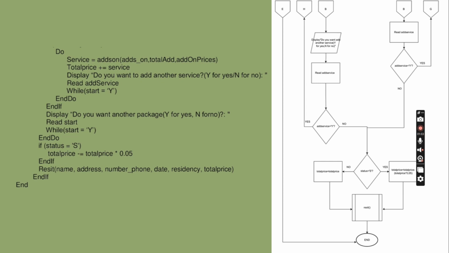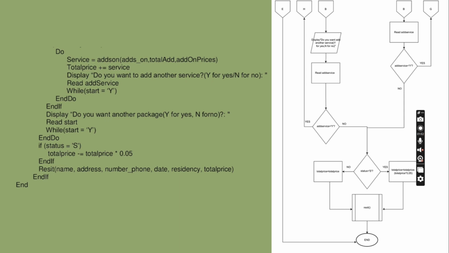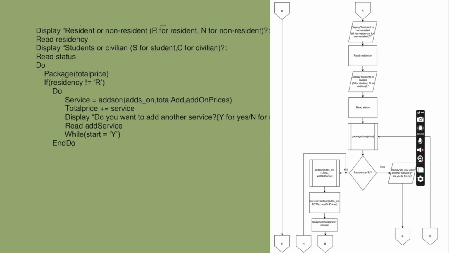If the statement is true for the add service, it will loop the package total price function. If the user doesn't want another service, the user will input N. So the N will end the looping for add service.